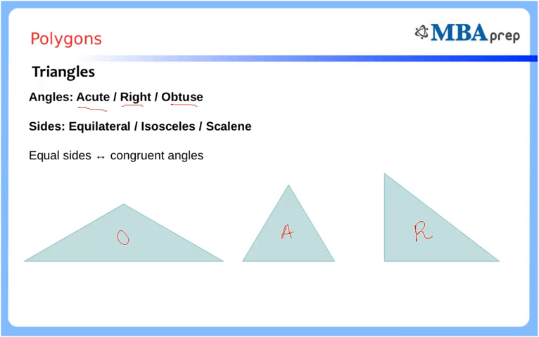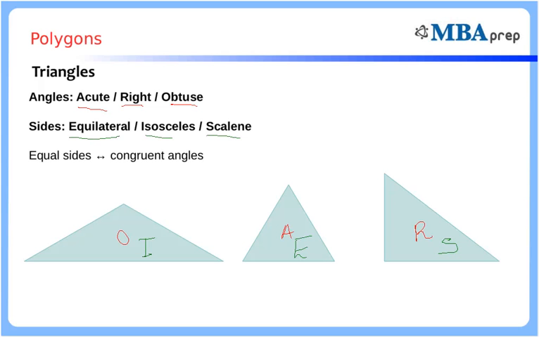They also have names due to their sides. They might be said to be equilateral, isosceles, or scalene. So same sides, equilateral; 2 equal sides, isosceles; and 3 different sides, scalene. And equal sides also means congruent angles, so angles that have the same measure.